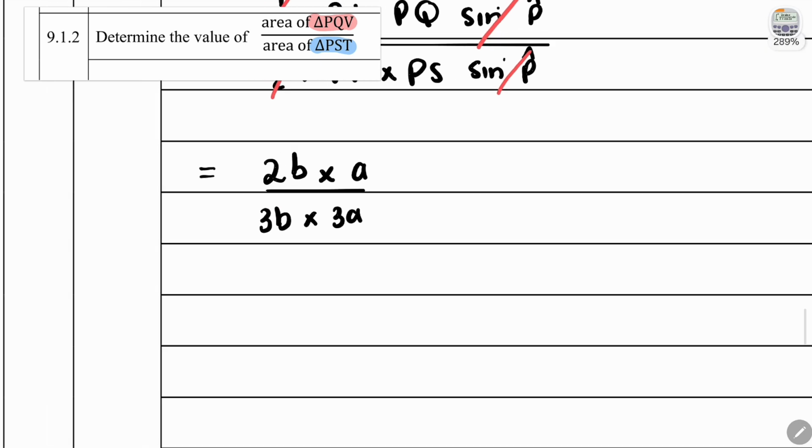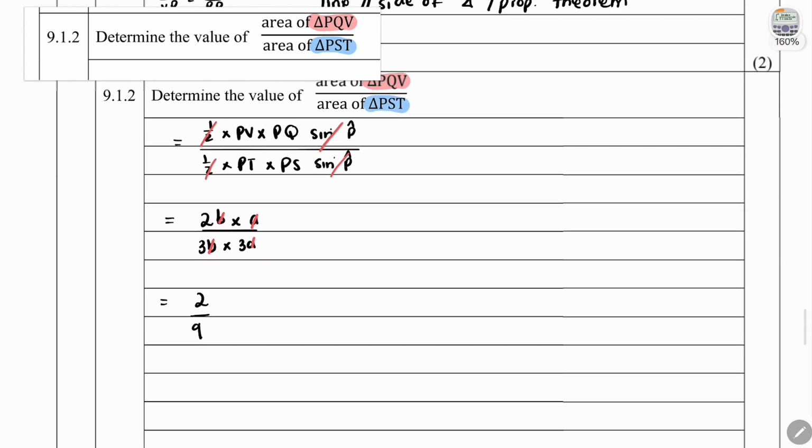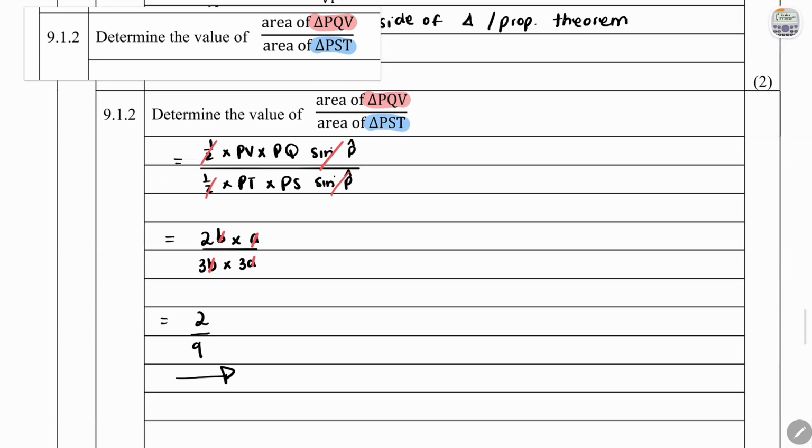Okay, so looking at it like this, you see that the letters would still cancel because these are just ratios, okay? So when they cancel, we really just have 2 times 1, which is just 2, and then 3 times 3, which is 9. So that is 2 over 9. The ratio of these areas just equal 2 over 9. And that is our answer.